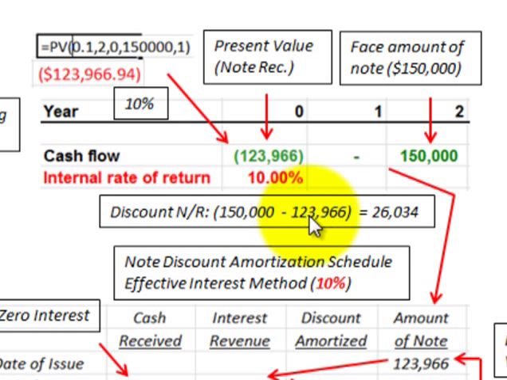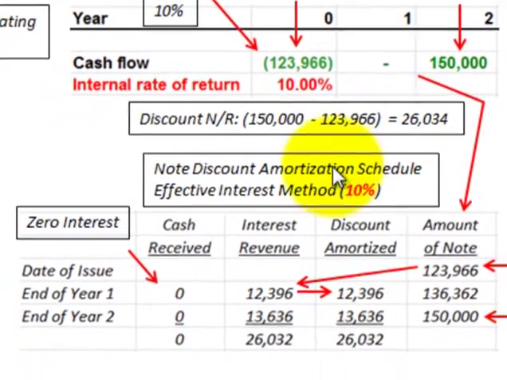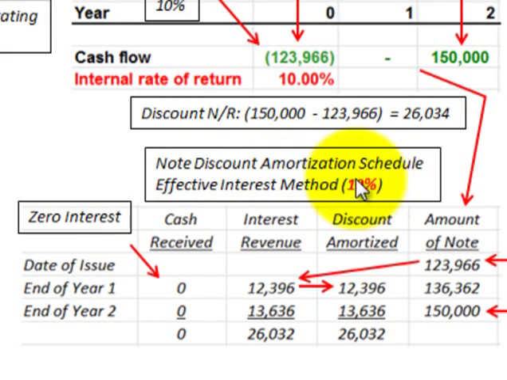Now just looking at the discount in this notes receivable, the $150,000 face amount here less its present value here of $123,966 gives us a discount that we have to amortize of $26,034. So using this effective interest rate method here, we set up our discount amortization schedule, where we have a zero interest payment on this note. So we don't get any cash received on this note. So it's a zero interest payment note.